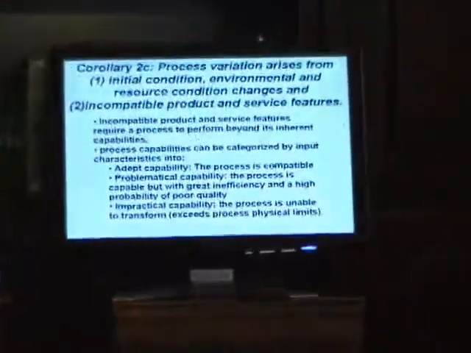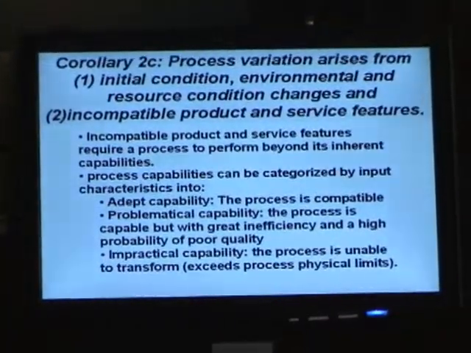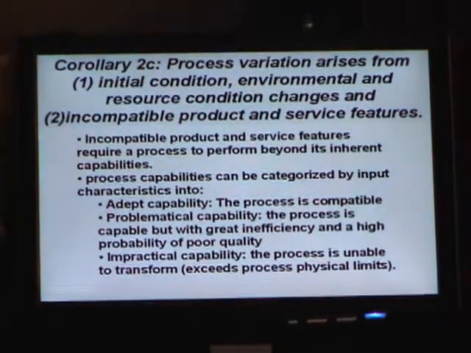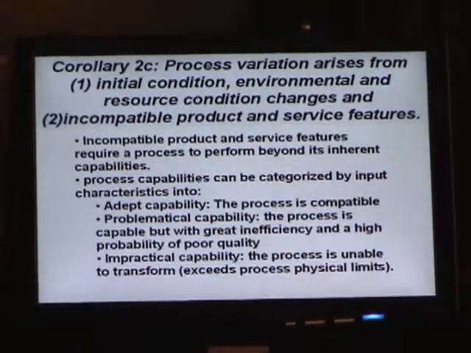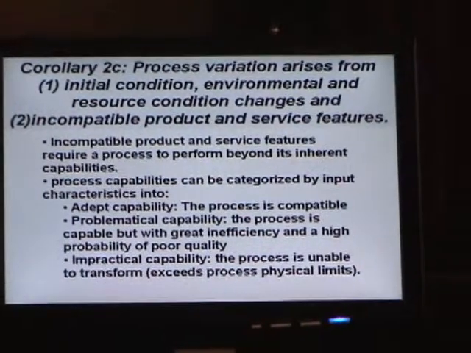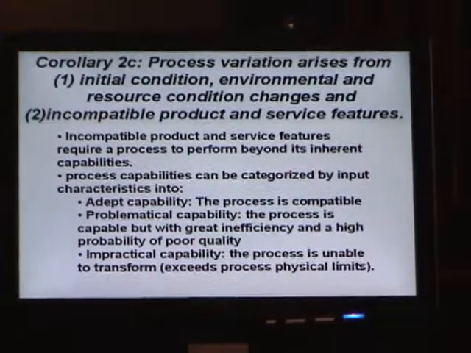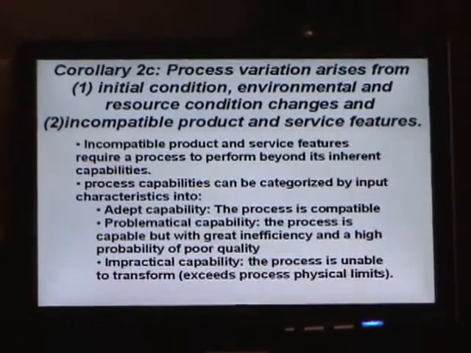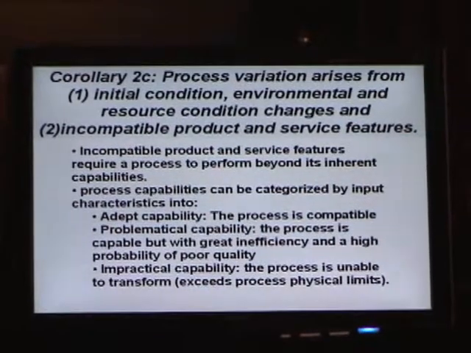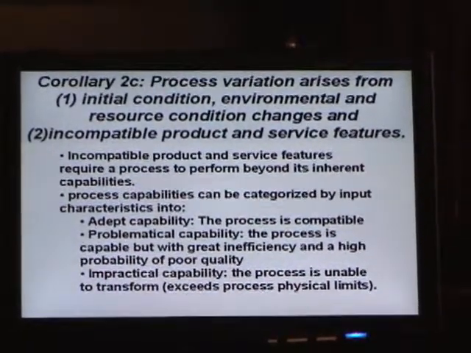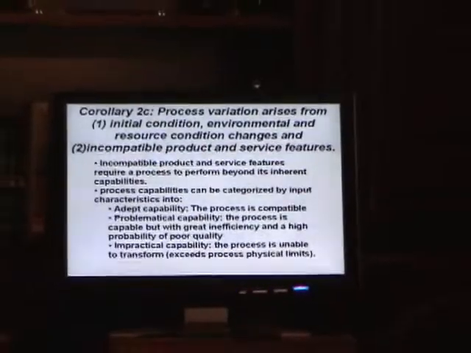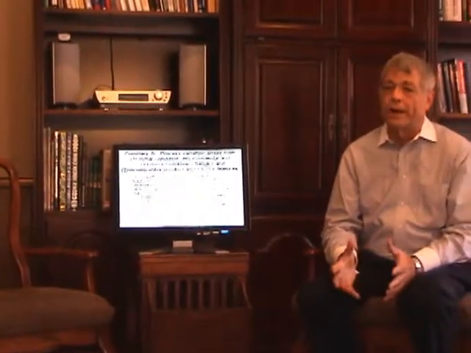Okay, well, let's go to this next corollary. Process variation arises from these initial conditions, the environment we talked about, the resources. But what's this about incompatible product and service features? Incompatible to who or what? Yes. In our previous slides, we talked extensively about the various initial conditions, and we're not going to recover that ground today. The key is to look at a second major factor other than purely the environmental and initial conditions, and that is the features of the product or service.